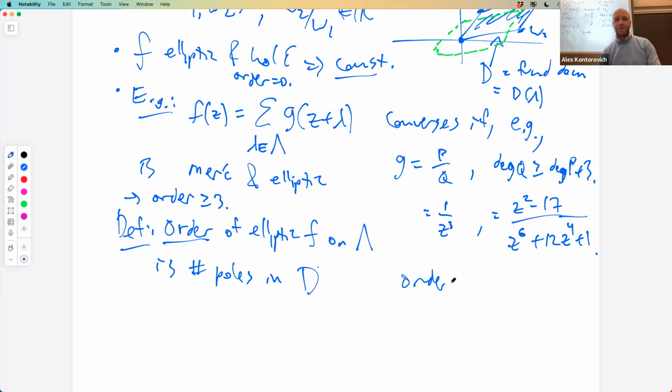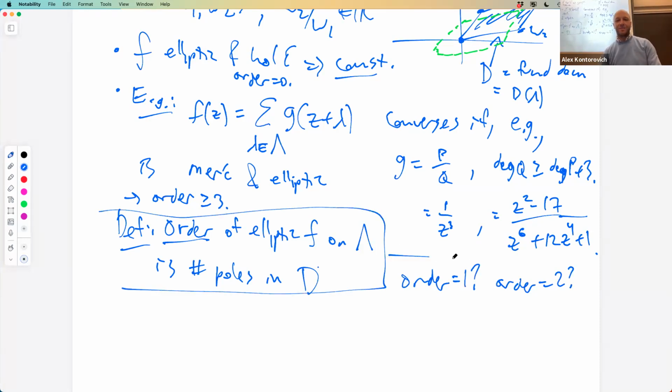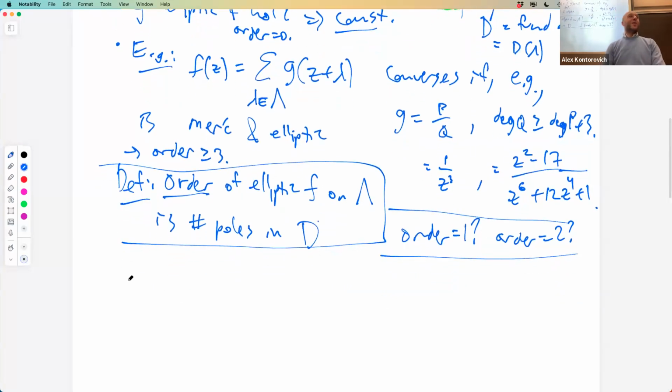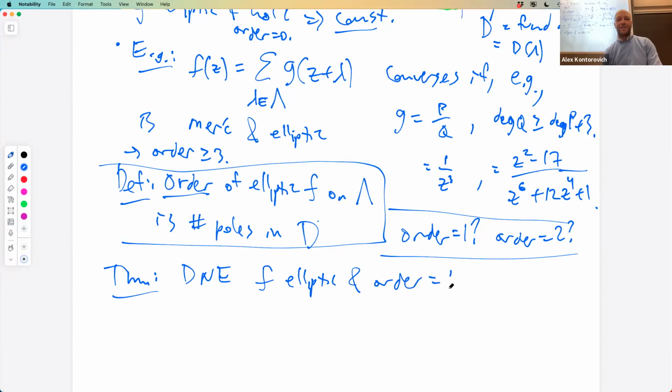Order 1, order 2. These are the mysterious orders that we need to investigate. So theorem: there's nothing with order 1. There does not exist an elliptic f of order 1. How do we prove such a thing? Well, it's very simple.